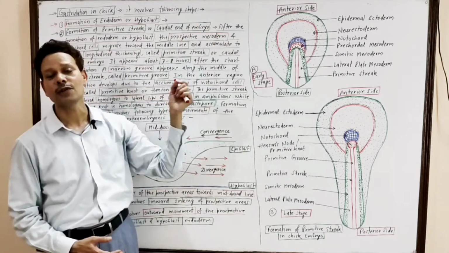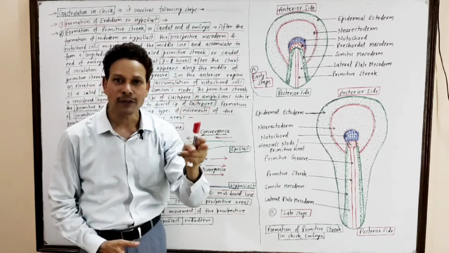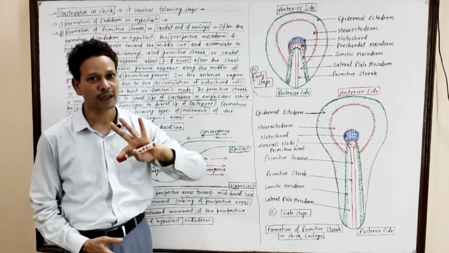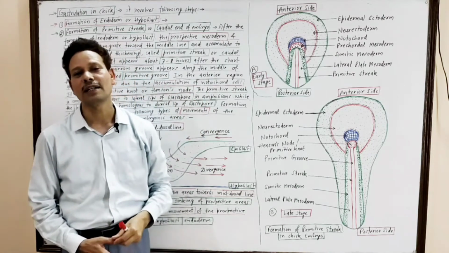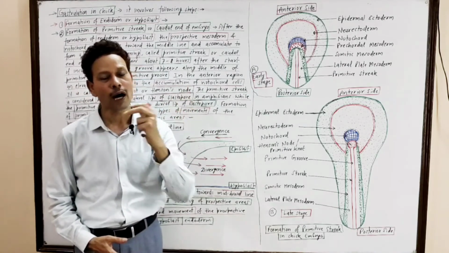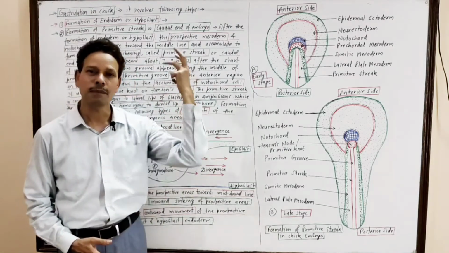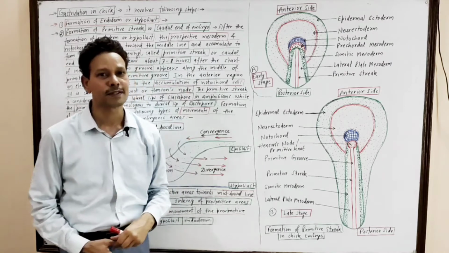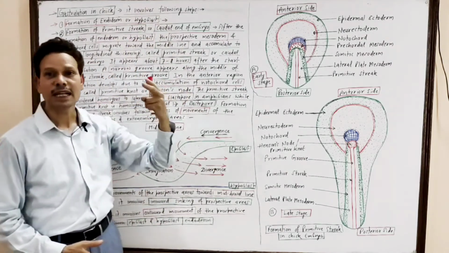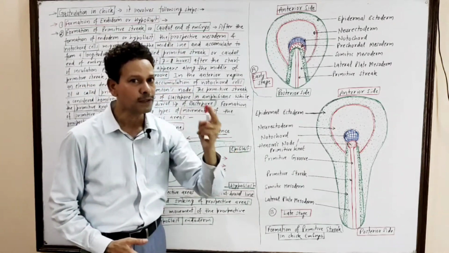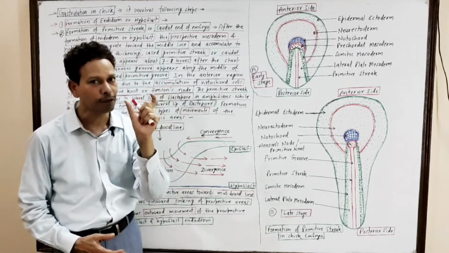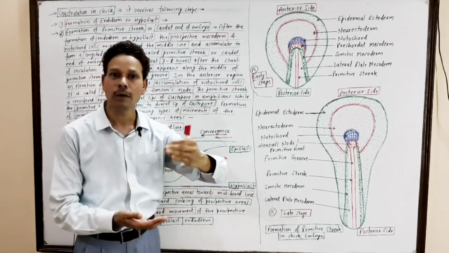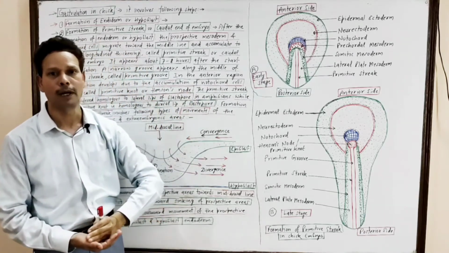This process, gastrulation, begins after egg laying. When incubation starts, just after 4-5 hours of incubation, gastrulation begins. And this gastrulation in chick involves the following steps. Step number first, that is formation of endoderm or hypoblast.